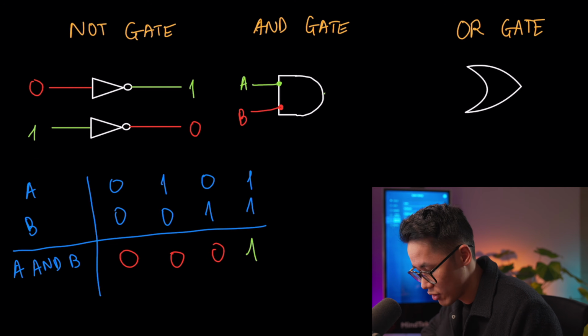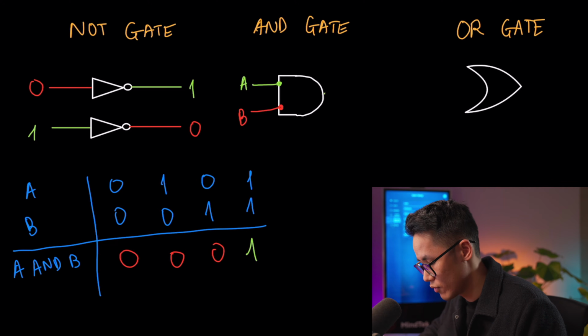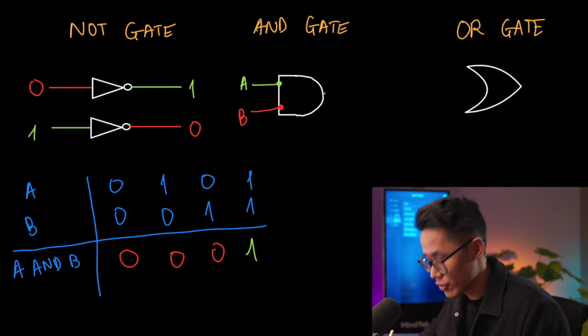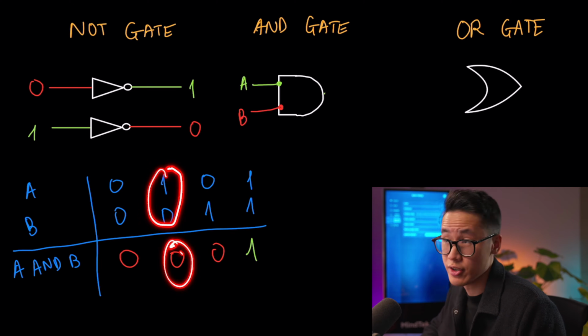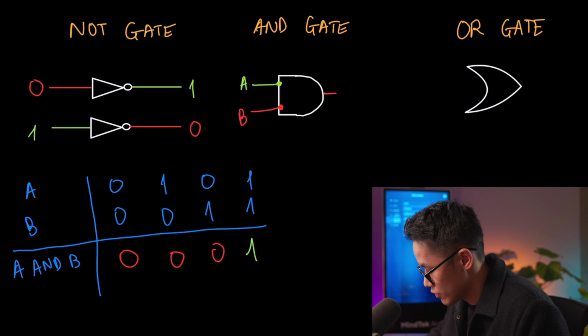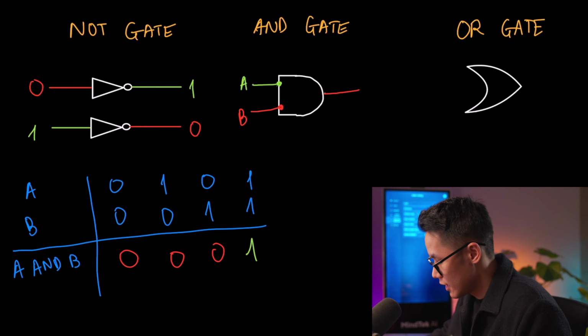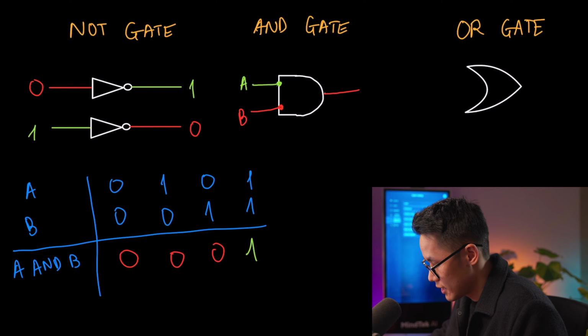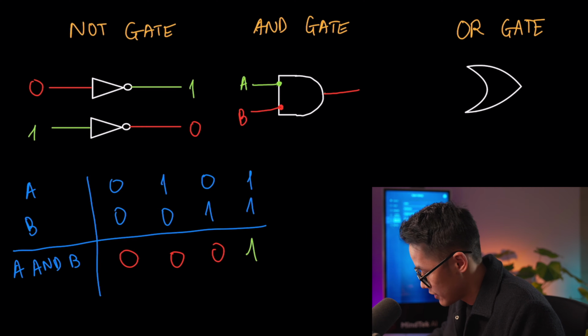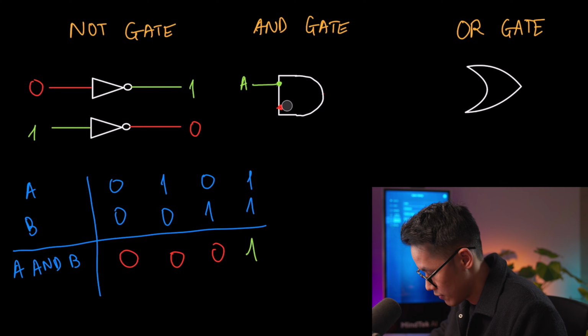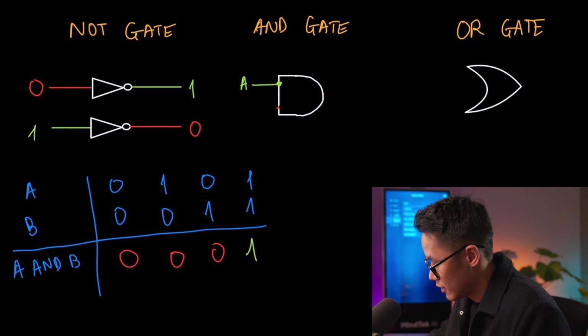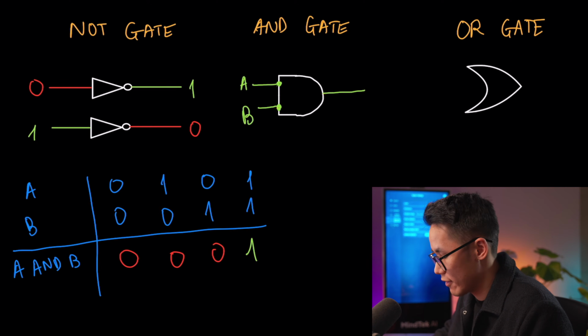And the answer is we have to look at the truth table. This is 1, this is 0. So it will be 1 and 0. The output is 0. So the answer is there's no signal coming out of it. And the only time that there is some signal coming out is when both of the inputs are on. That is the only way that there's some signal coming out. So if B is green, then there will be some signal coming out of it.